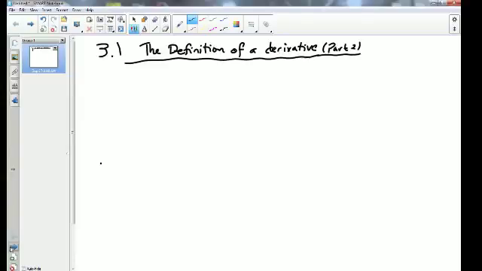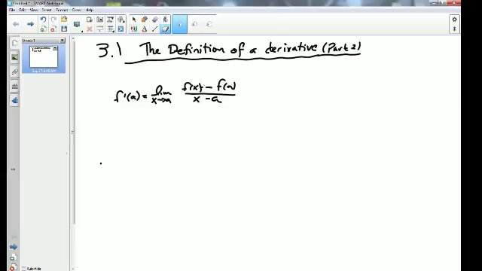The definition we studied yesterday was f prime at a equals the limit as x approaches a of f of x minus f of a over x minus a. All right, well done.